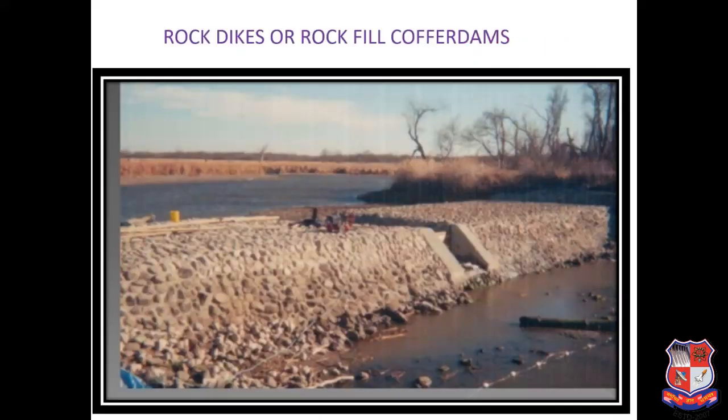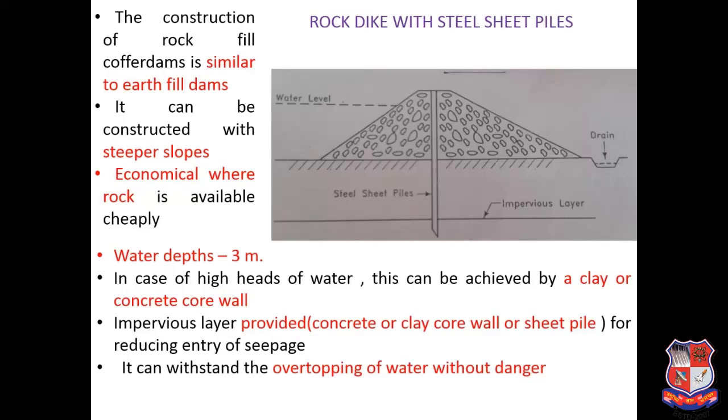Next, instead of earth filling material, it is completely filled by rocks. That's why it is called rock dikes or rock filled cofferdam. So here in this section you can see this is steel sheet pile, and it is all surrounded by the rocks, and it will rest on the impervious layer. So here also a drain is provided to take out excess water, and this is the water level outside. So it is similar construction as earth fill cofferdam.